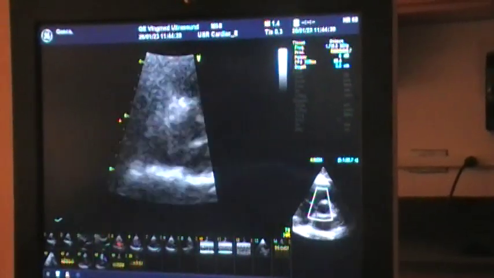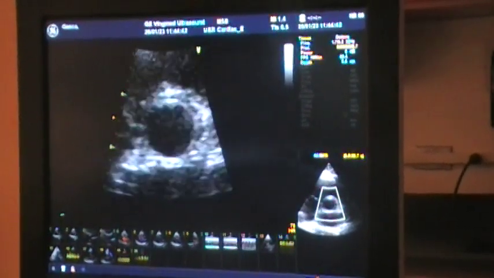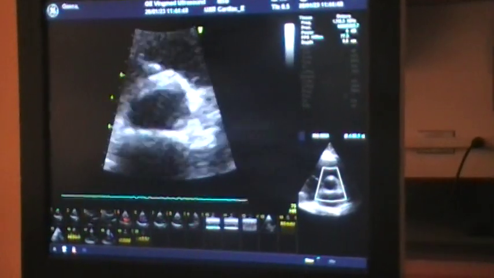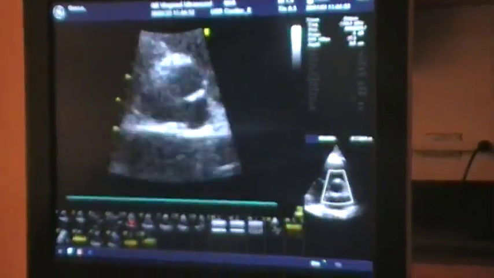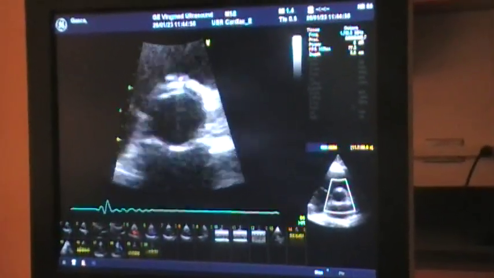So you're going to zoom up on that. This is very important that they see those 3 leaflets. They're going to look for stenosis here and any congenital, like a bicuspid aortic valve, that type of thing. So you would just get on that and you would store it.